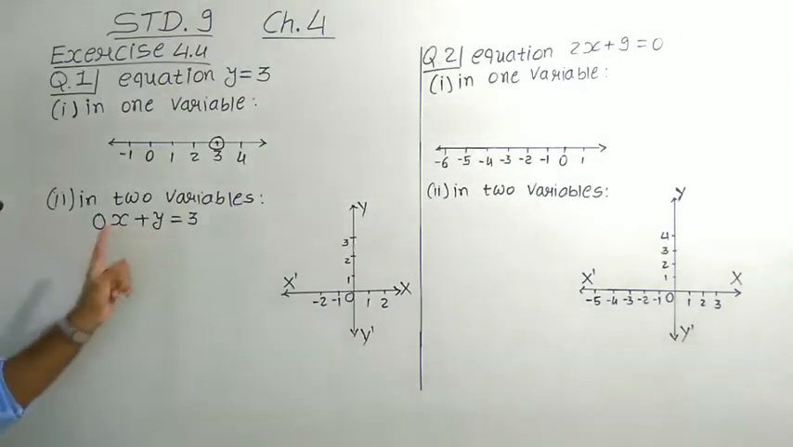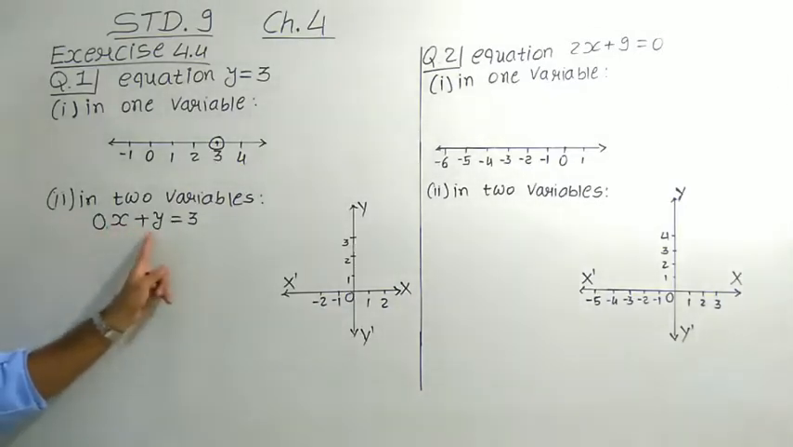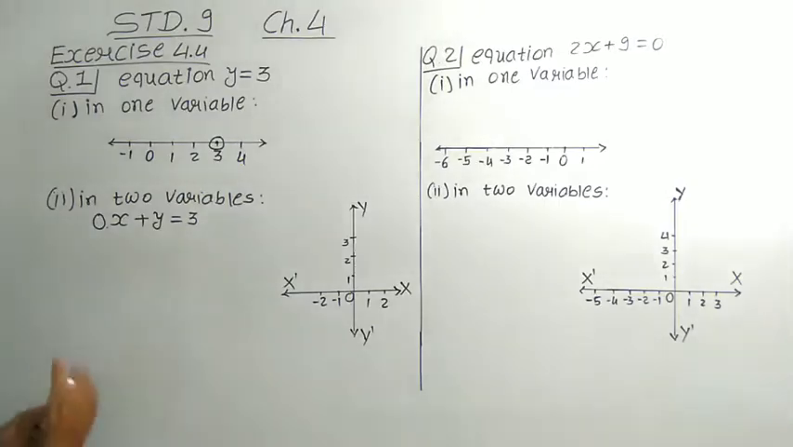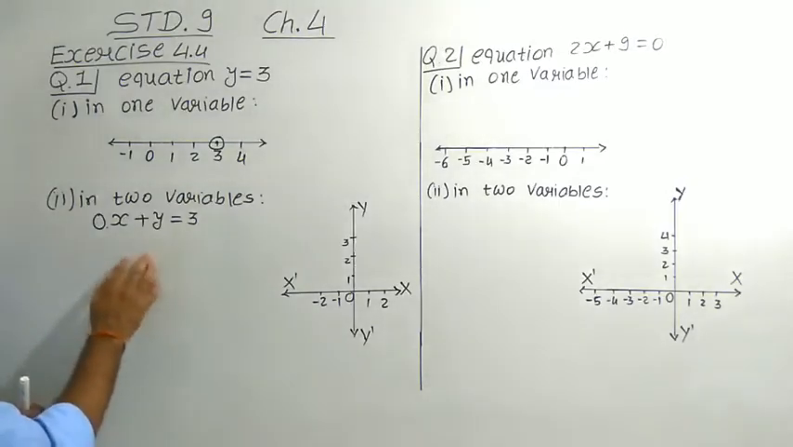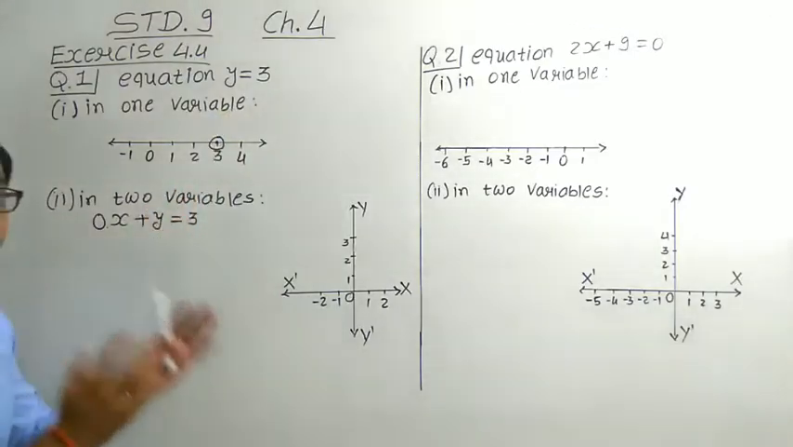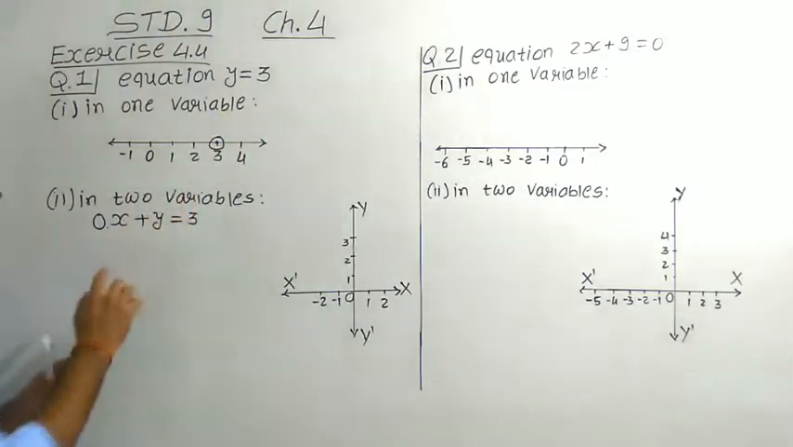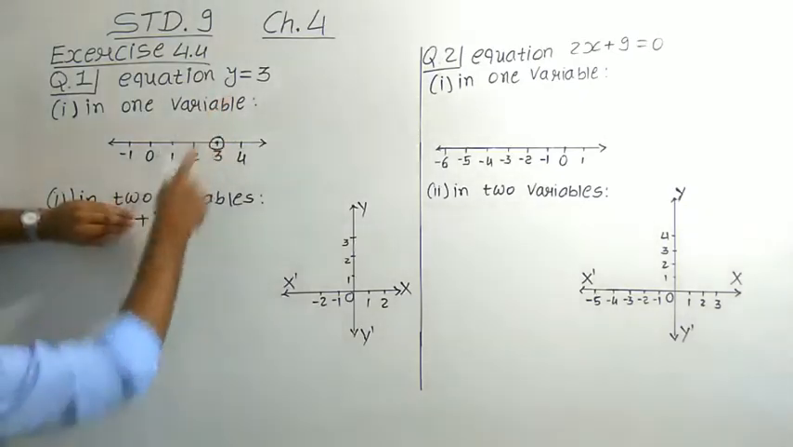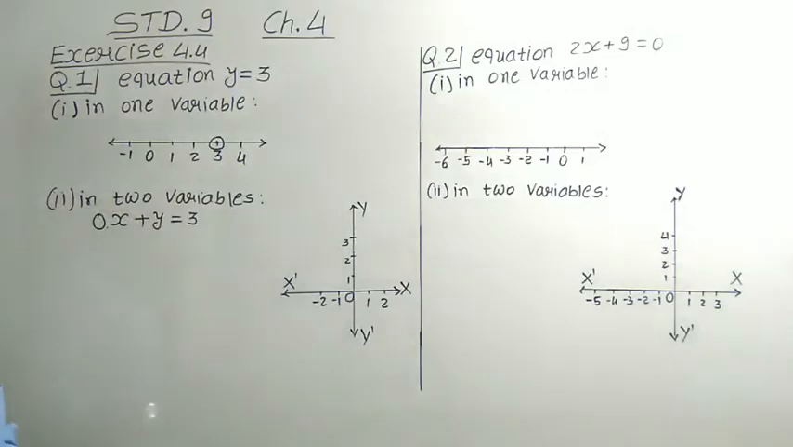Here now two variables are there, x and y. This is an equation, but the coefficient of x is 0. That means we are not changing the value of this equation. We just represent this equation in another form. So 0 into x means 0, so this portion is actually 0. So what will remain? y equals 3. That is the equation we were given.